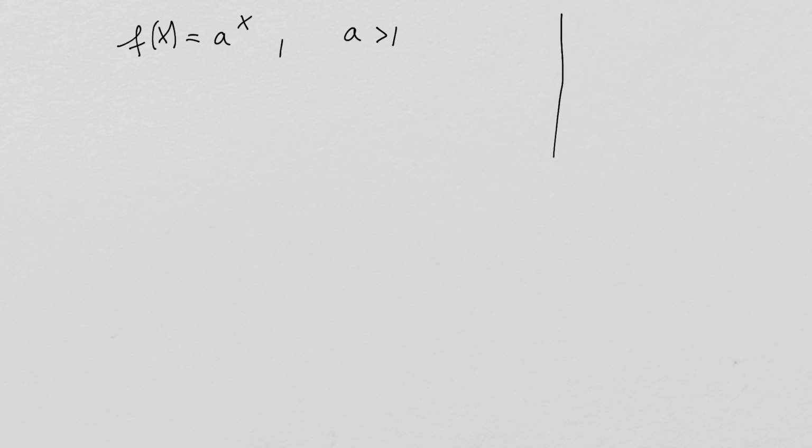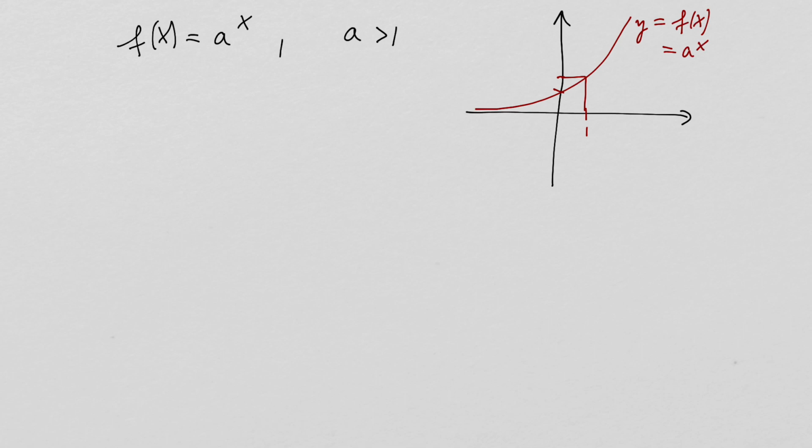For all of these functions the graphs look like this. The function will be an increasing function. And some special cases: at 0 the function will get value 1, and at 1 the function will get the value a.